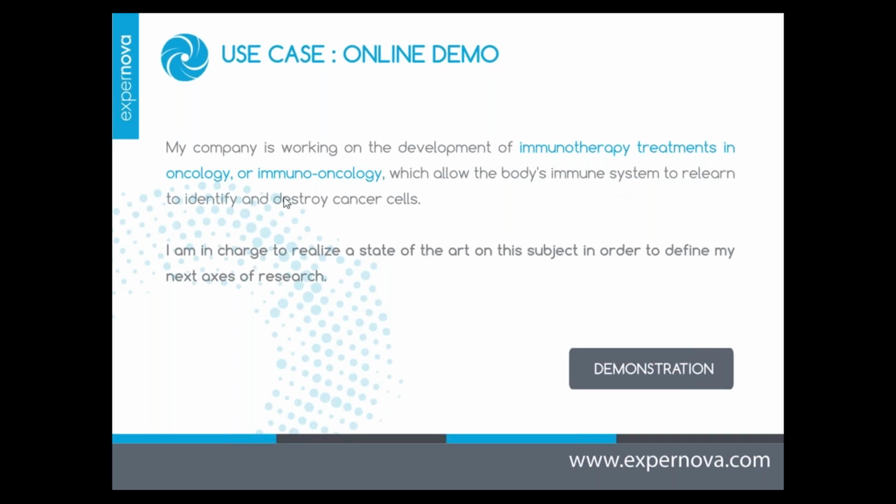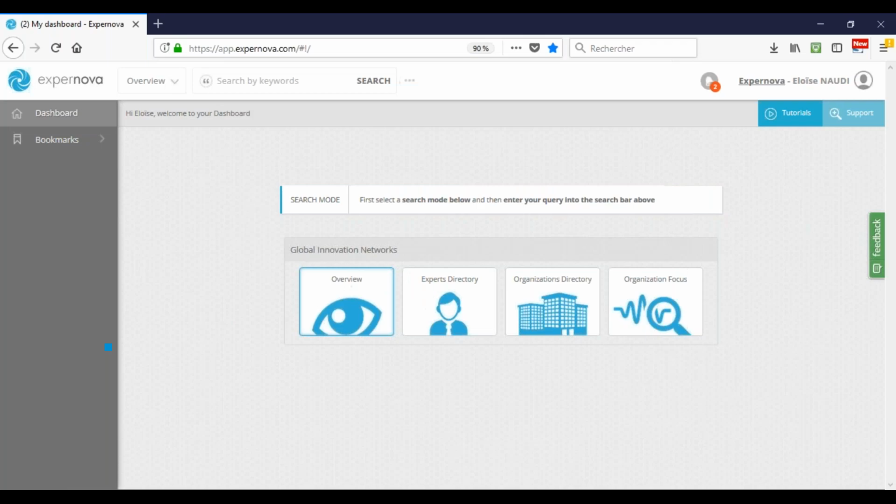My company is working on the development of immunotherapy treatment in oncology, which allows the body's immune system to relearn to identify and destroy cancer cells. Before undertaking my research work, I must carry out a bibliographic work in order to gather all the knowledge on the subject, then structure it and study its various specificities in order to define my main line of research. So let's move to the Expernova platform.